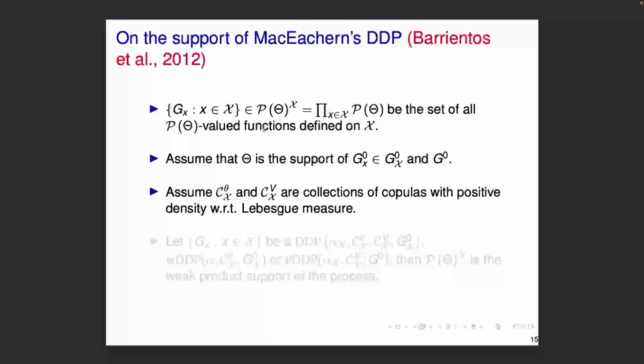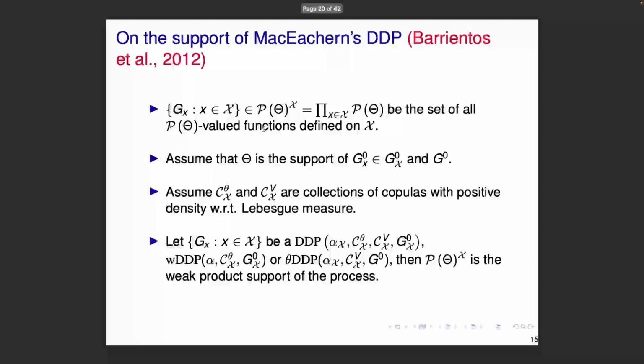We need the base measures to have support equal to theta, and all these copulas also have to have full support, for which a sufficient condition is to assume that they have a positive density. Under these conditions, it turns out that the three versions have the same support.